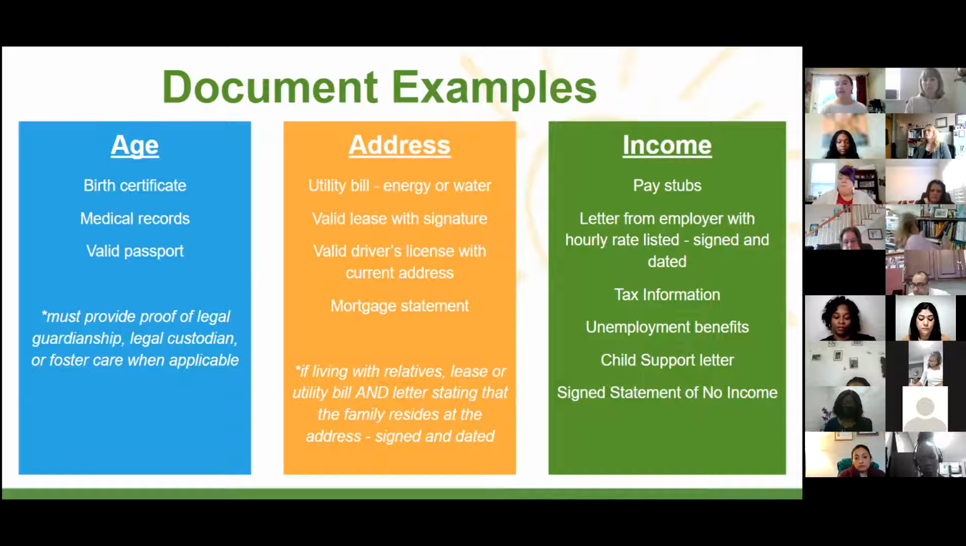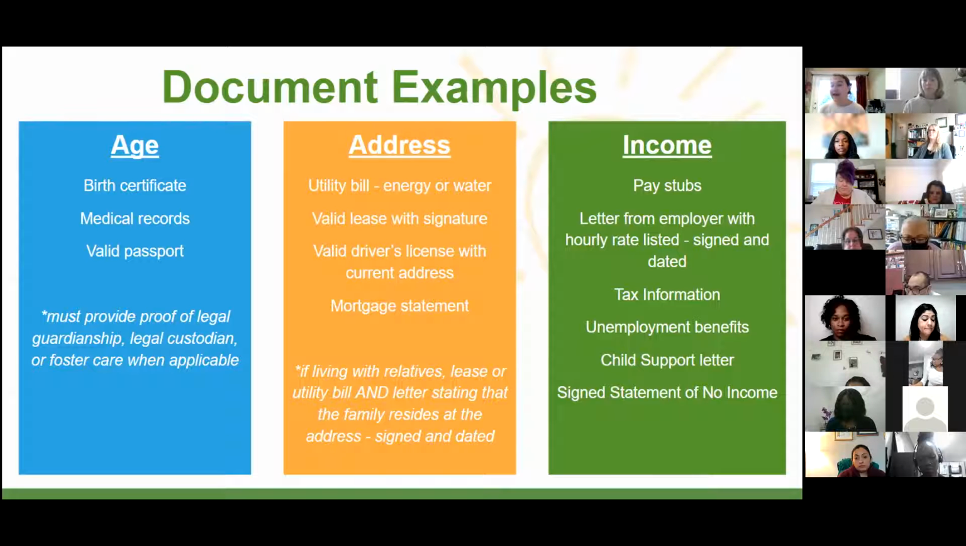And then lastly, for proof of income, again, 1 month's worth, we would of course accept pay stubs. So for families that are paid biweekly or twice monthly, we would need 2. Families that are paid weekly, we would need 4. And families that are just paid monthly, we just need 1. We can accept a letter from the employer as long as the number of hours worked and the hourly rate are listed, and that needs to also be signed and dated.